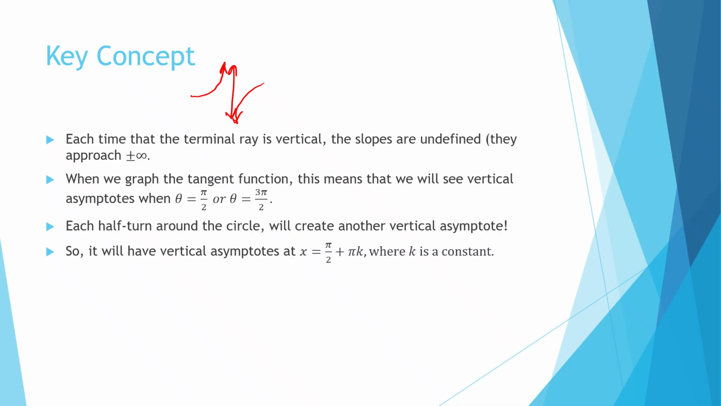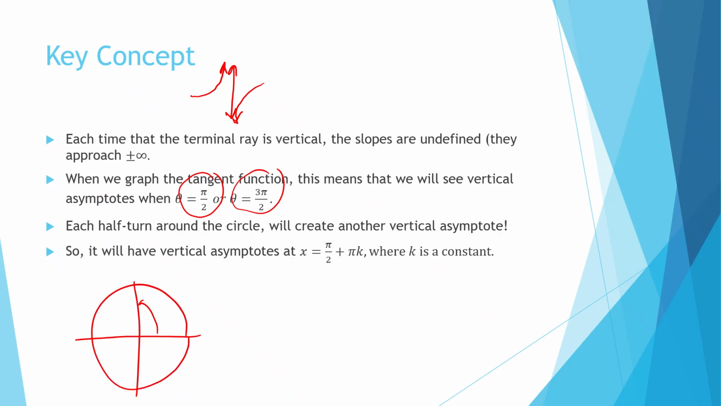We also know that when we graph the tangent function, because it's undefined there, there are going to be vertical asymptotes at pi over 2 and 3 pi over 2. And this is not just the case, right? If we have this at pi over 2, it's a straight line vertical asymptote. If we add pi, 180 degrees, at 3 pi over 2, it's a straight line vertical asymptote.